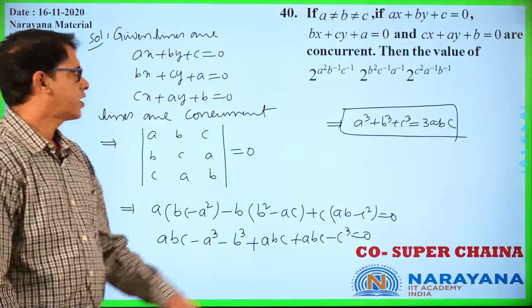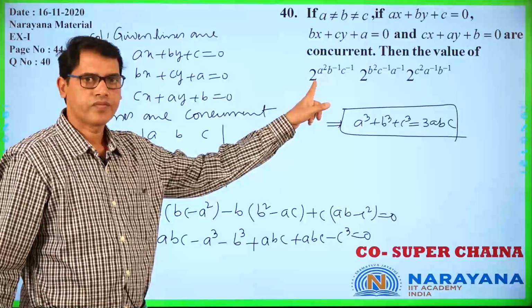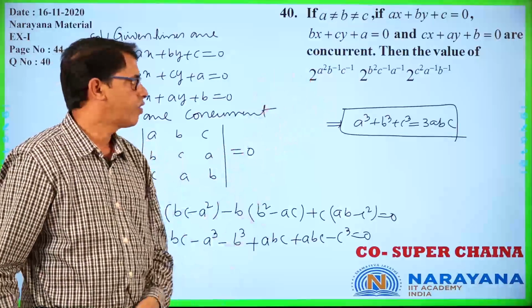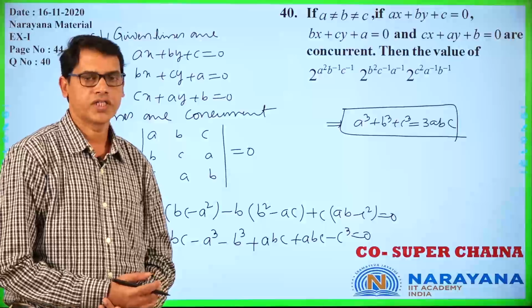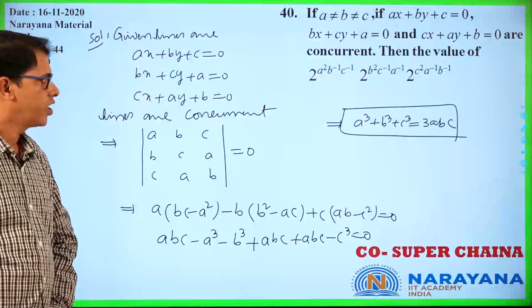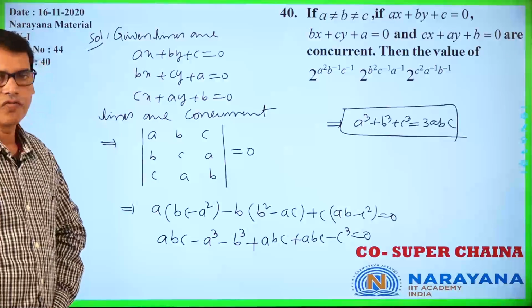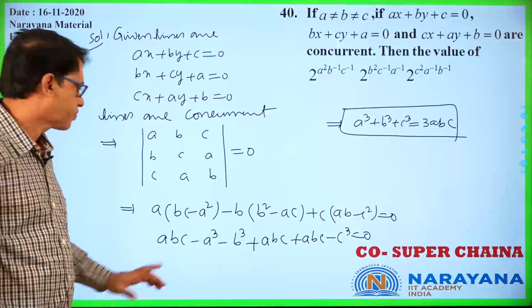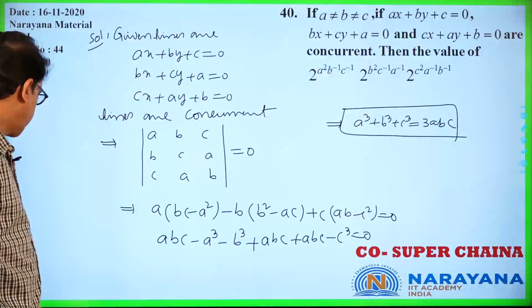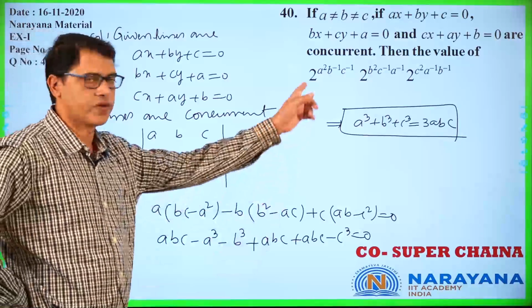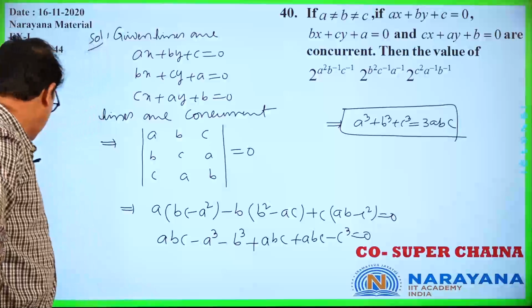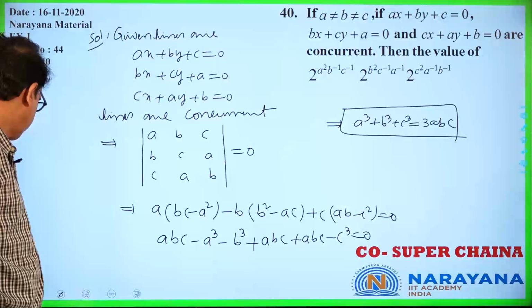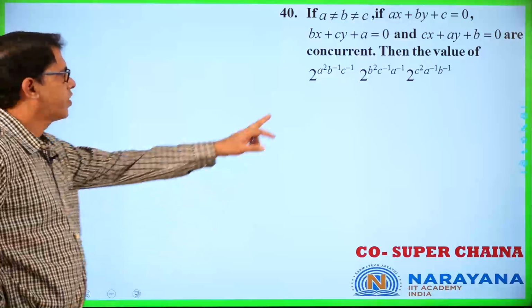Now let us find the value of this one. Here the condition is a cube plus b cube plus c cube equals 3abc. Using this condition, I am going to find the value of this expression. So let us go to the next page. See here, this is the required value.